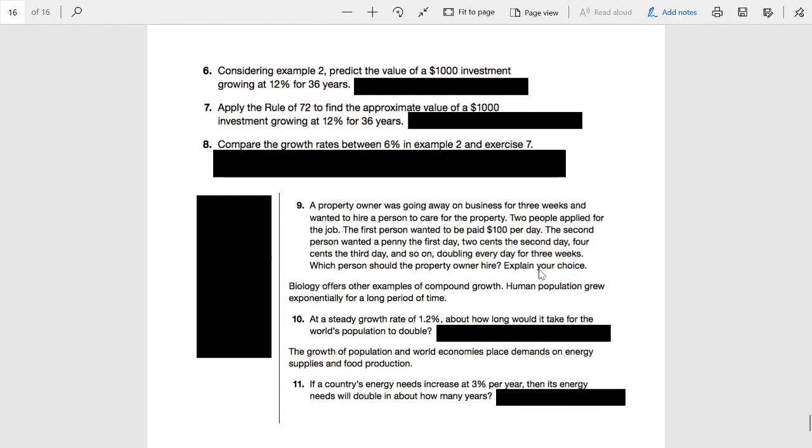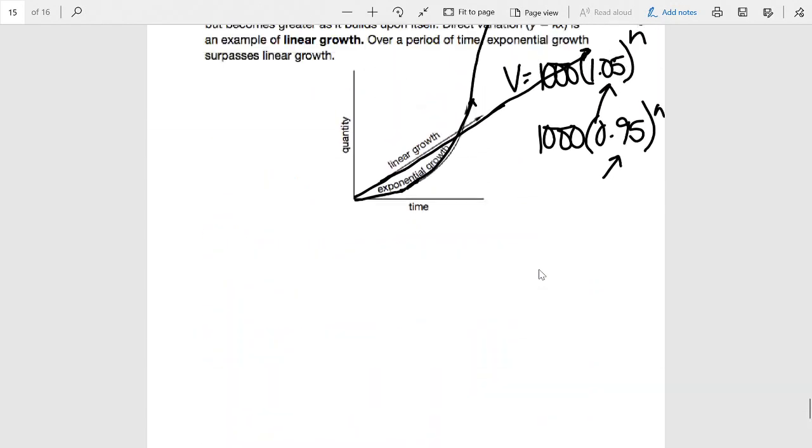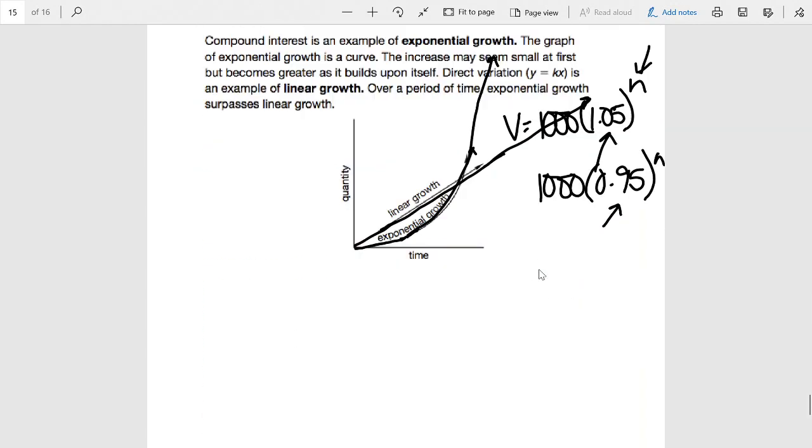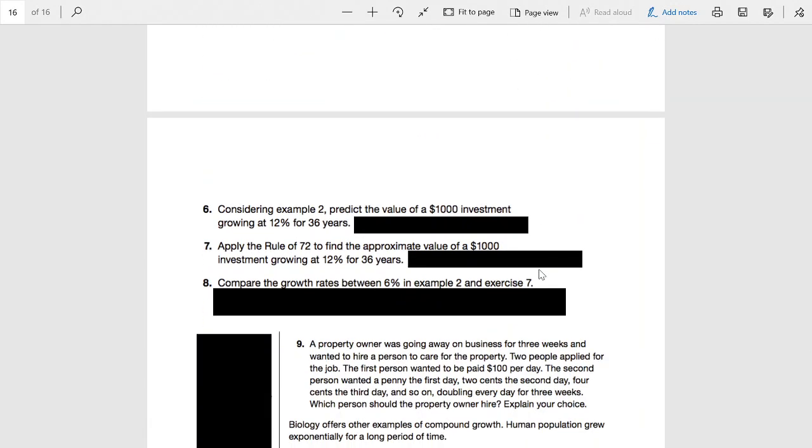So let's answer a few questions to finish this investigation. Considering example number 2, which we just did a second ago, predict the value of a $1,000 investment growing at 12% for 36 years. Instead of taking the 6% that I had, I want to know what it would be like if I had 12%. Well, we can estimate that if you would like. Take a second to estimate it, get a general idea.